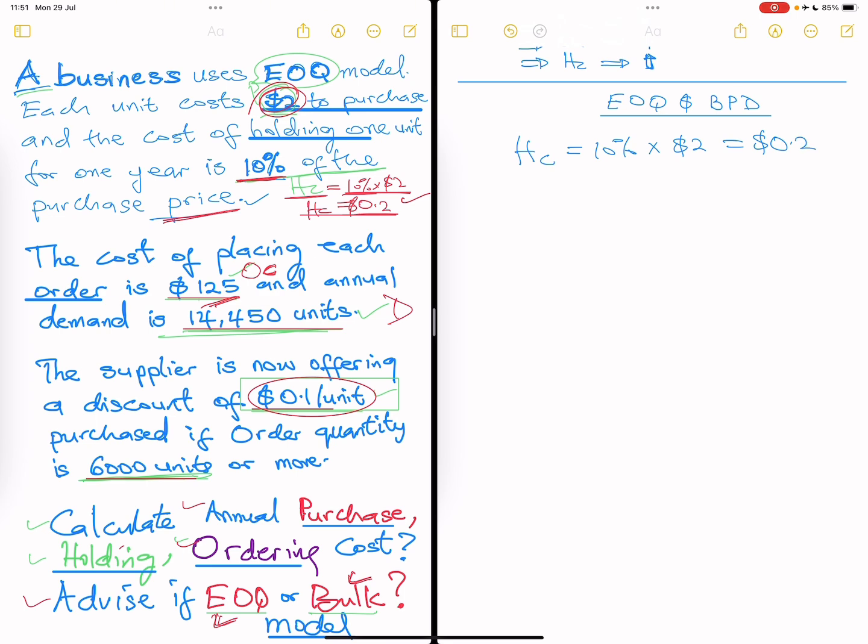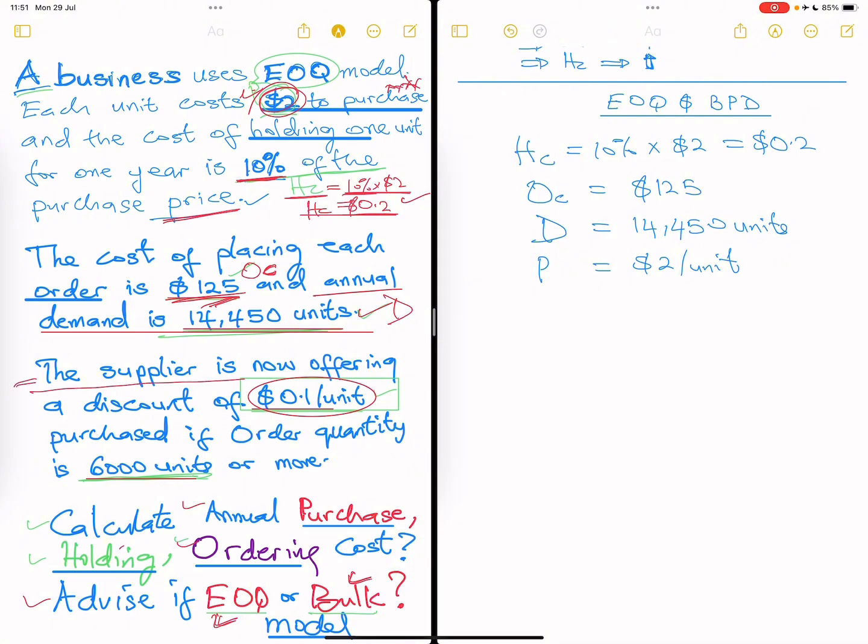The cost of placing each order is $125. So we know that our ordering cost is also $125. That is the ordering cost for one order. And annual demand is 14,450. So we know that our annual demand, which is D, is 14,450 units. So that is the total units we need in a year. Very good. And we know that the purchase price is $2 per unit. That has been given to us at the early stage here. So we have all of that.